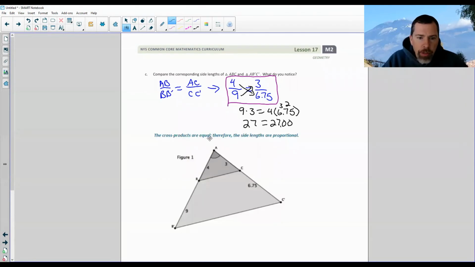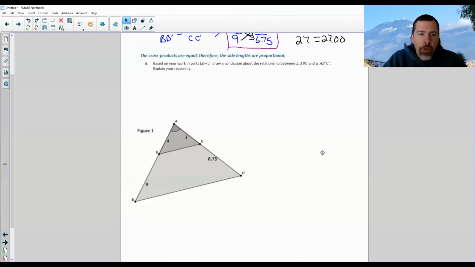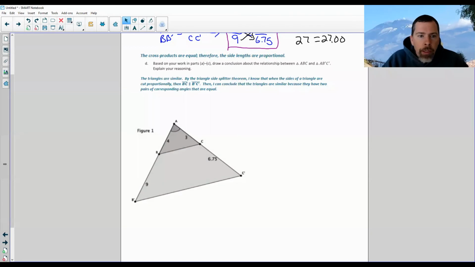So then you'd say the cross products are equal, therefore the side lengths are proportional. Okay, so part D says, based on your work in parts A through C, draw a conclusion about the relationship between the two triangles. So it says the triangles are similar by the triangle side splitter theorem. Remember that? I know that when the sides of a triangle are cut proportionally, then BC is parallel to B prime C prime. Then I can conclude that the triangles are similar because they have two pairs of corresponding angles that are equal.